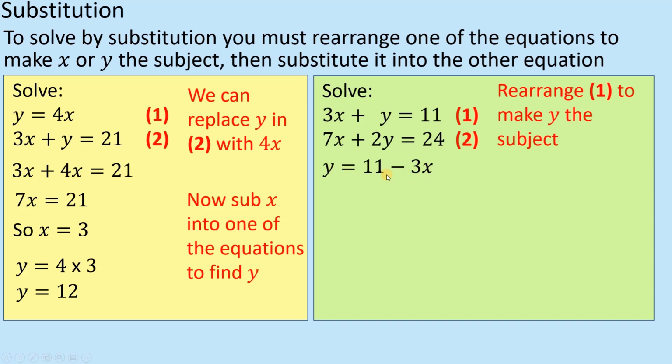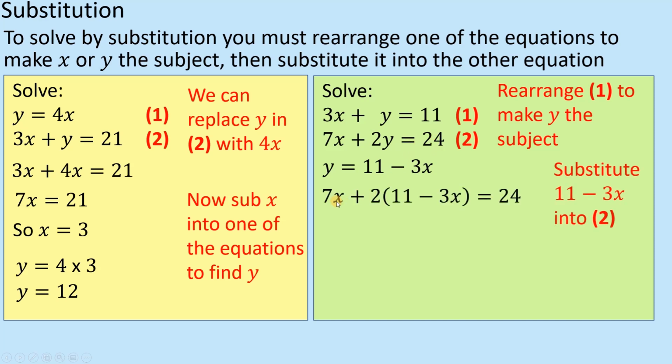Now I'm going to substitute this 11 minus 3x for y into the second one. Again, it has to be in the second one. So I'm going to have 7x plus 2 lots of this, because that's y, equals 24. Let's write that out: 7x plus 2 lots of y equals 24. Now we just need to expand all this. This is where your skills of expanding a bracket come into play. If you're not sure of those, please look at one of the other videos about expanding a single bracket.